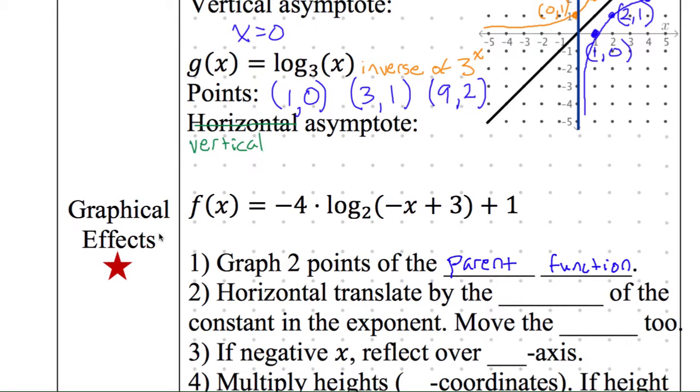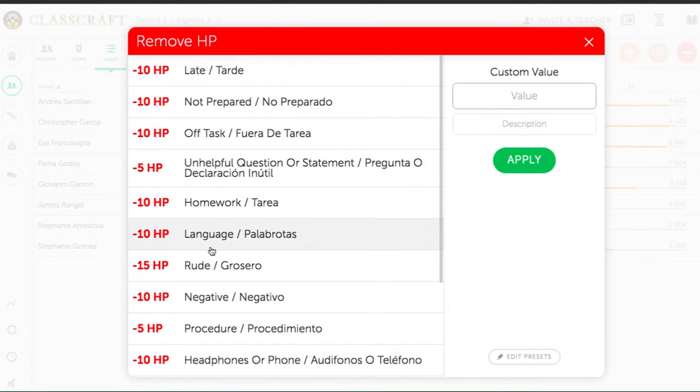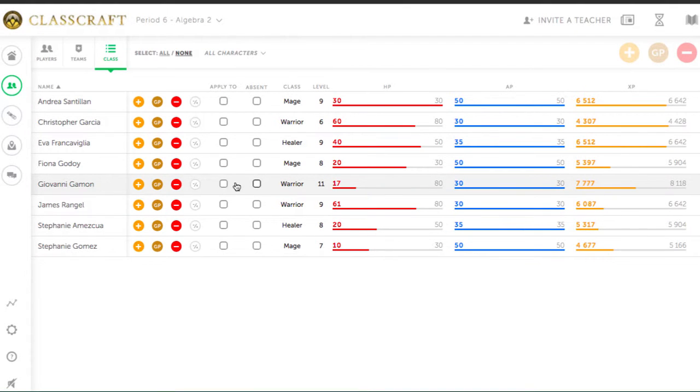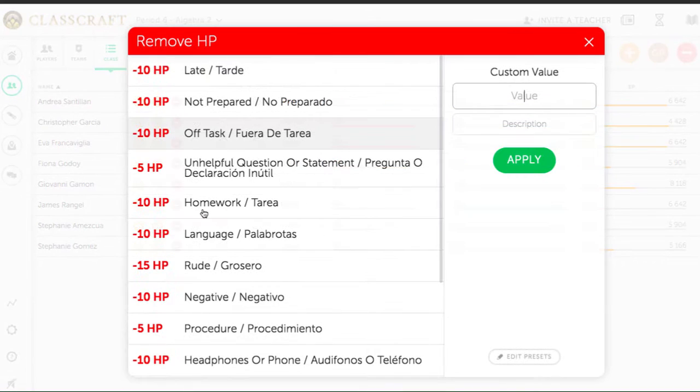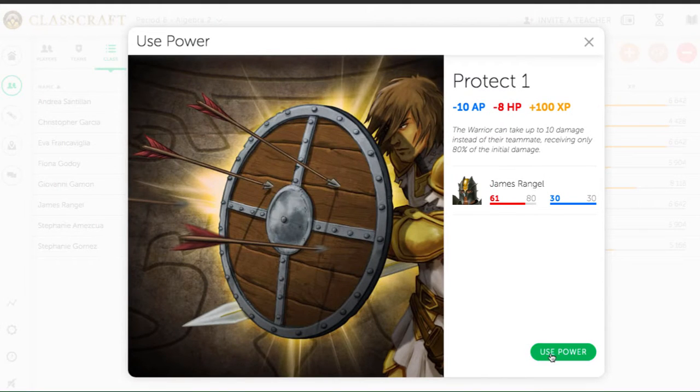Gio, Chris, you both lost 10 HP. I've warned you. You can't be off task. I can't yell at you guys. Gio, you're down to 17. Be careful. Chris, you're fine. James can protect and he'll get some XP. Cool.